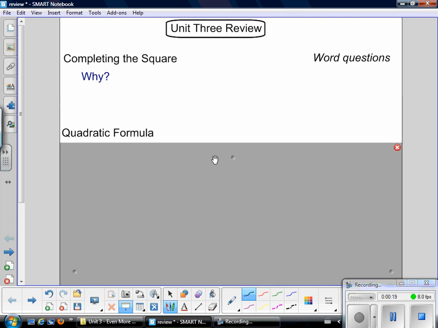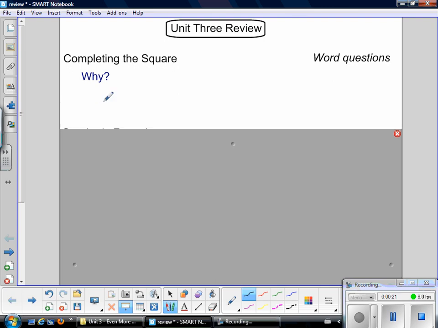Okay, one of the things that we've done in this unit is a thing called completing the square, and I will do an example of that a little bit later on. Okay, now why do we even bother completing the square? Well, there's a few reasons. One, to find the vertex. So if I'm just after a pure question of how to graph something, it's easier for me to complete the square and find the vertex that way.